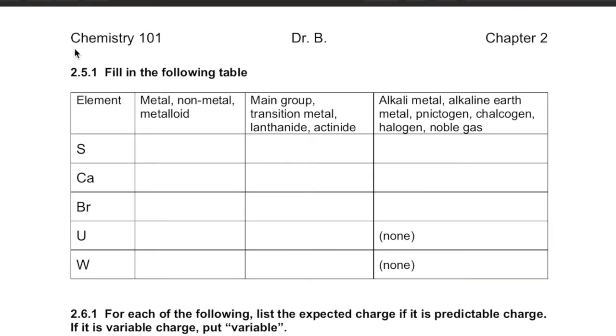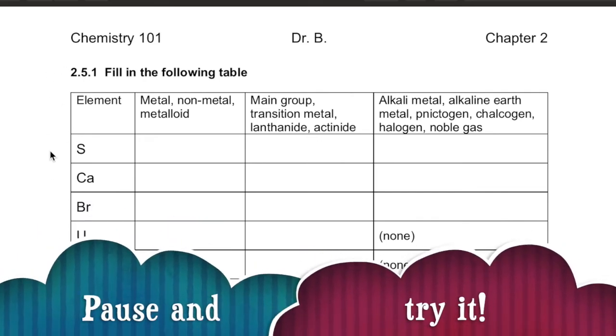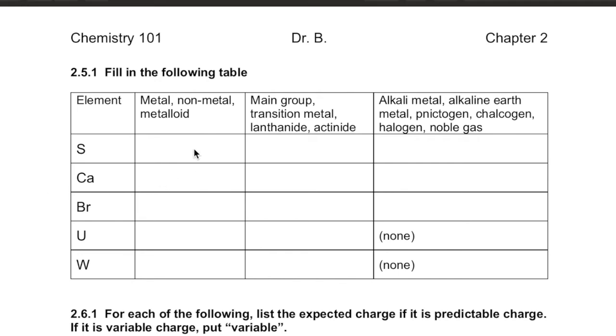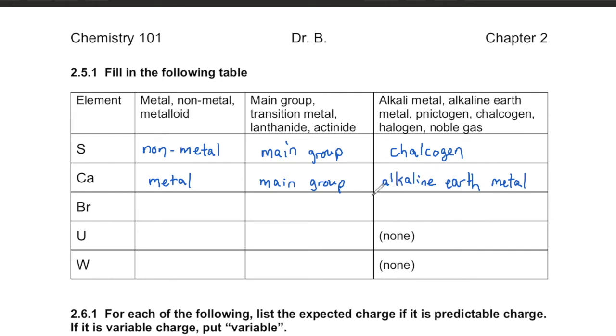We do have this exercise, this practice problem that has to do with Section 2.5. It's a little bit lower down in your note packet at the top of page 24. When we find sulfur, it is in the nonmetal area of the periodic table, and it is a main group element, and its family has the special name chalcogen. Calcium is a metal, also in the main group, and it is a member of the family called alkaline earth metal. So for bromine, we have another nonmetal in the main group, and that is one of our halogens.